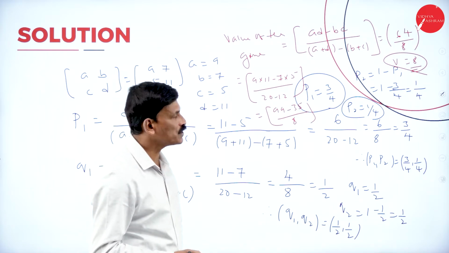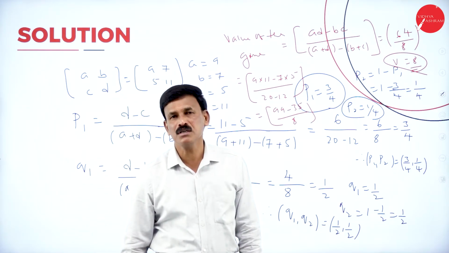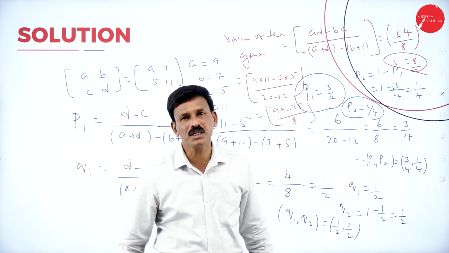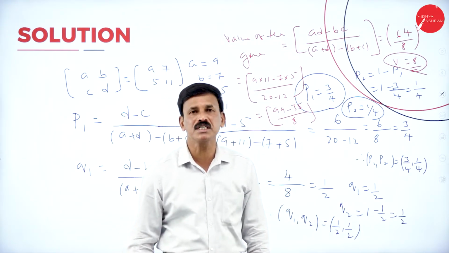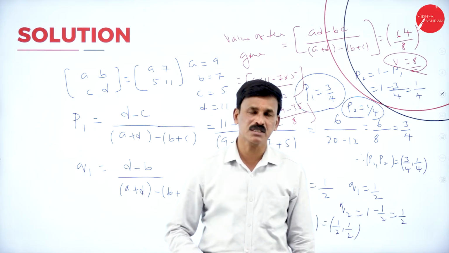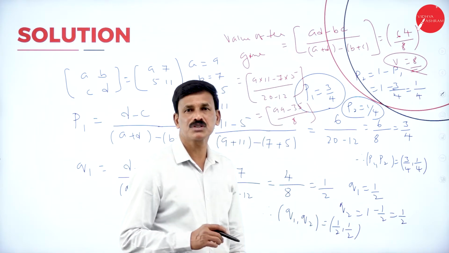If it is positive, then it is an advantage for player A. If it is negative, then it is an advantage for player B. So here it is positive, therefore this is an advantage for player A. That's it. Okay, now this is how we are going to solve this problem.